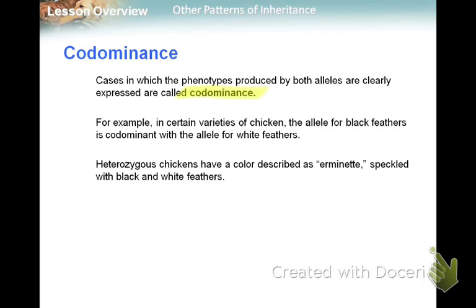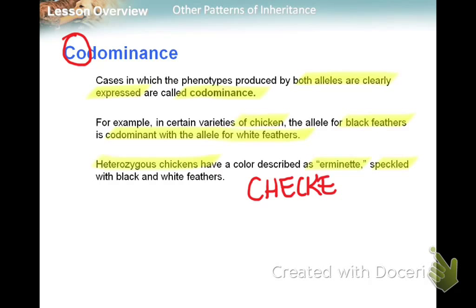Another exception is called codominance. If you look at the prefix co, that means together. So in this case, both alleles are clearly expressed. Classic example is chickens. The allele for black feathers is codominant with the allele for white feathers. Heterozygous chickens are called erminette, or speckled, or checkered chickens that have black feathers and white feathers next to one another. So you see both phenotypes expressed.